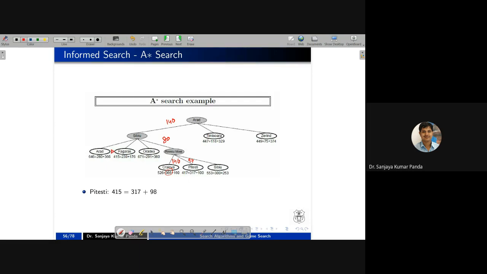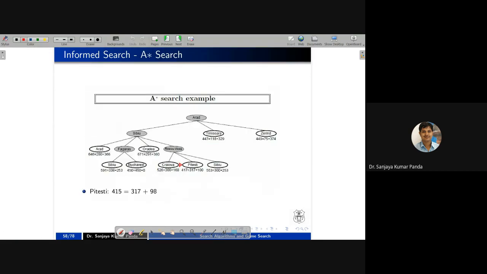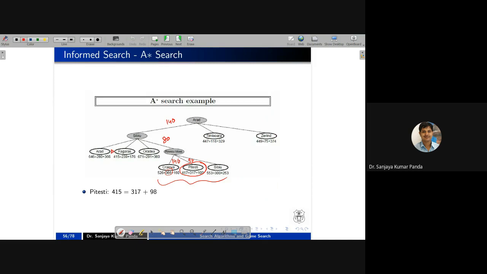Like that, if you proceed, you will reach the city B. Till now you have not reached city B, but the lowest cost here is P. So the next node you are going to expand is P, right? But you can see here, I'm showing you another example.